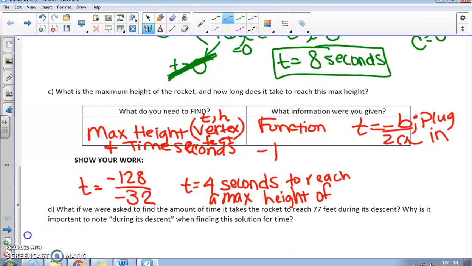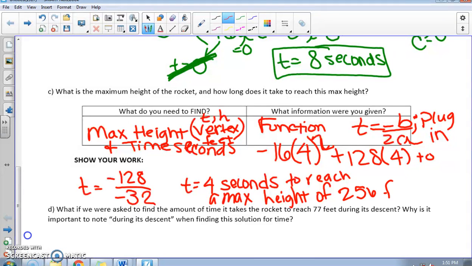So we'll get this statement ready. So back to our function, negative 16, where times were 4, and we want to square that, plus 128 times 4, and then we have the plus 0 if we really want to include it. And when you calculate that, you should get 256 feet. So that max height, the highest it will go is 256 feet, and it takes 4 seconds to get there.